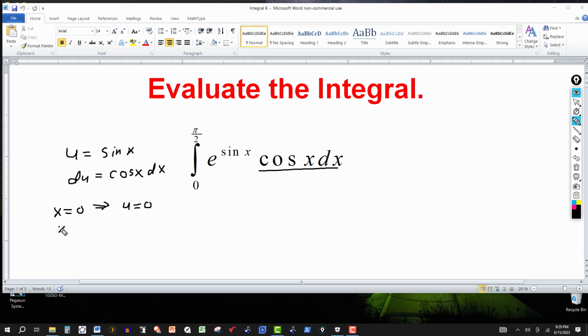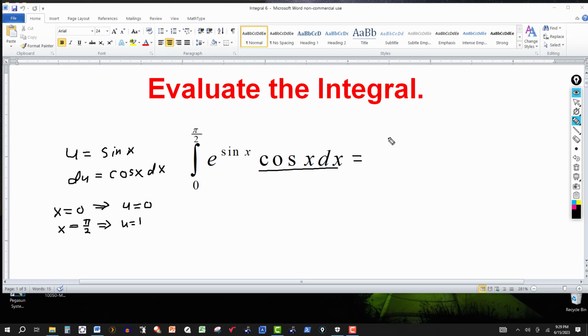And then for the upper limit, that's at x equal to pi over 2. Plug it into our substitution: sine of pi over 2 is 1. So this would be u equal to 1. So we can leave everything in terms of the variable u and use those new limits of integration.